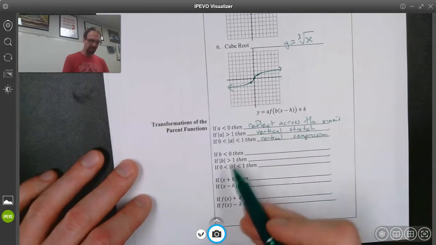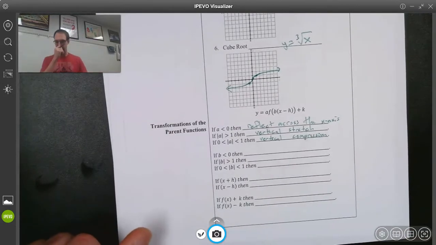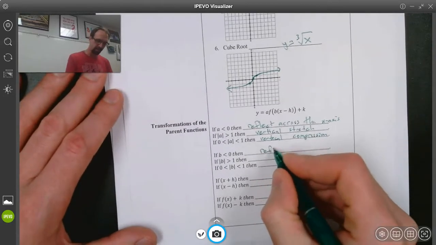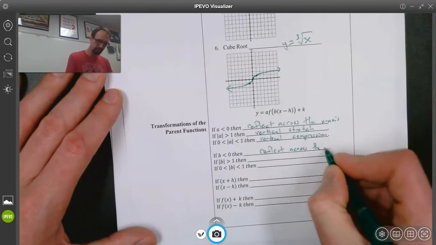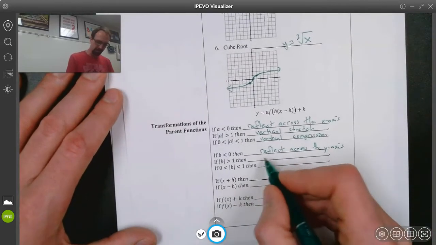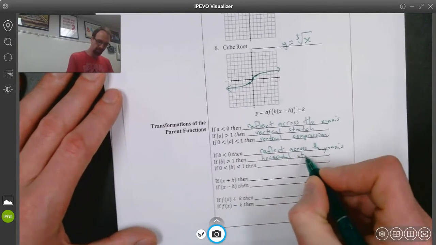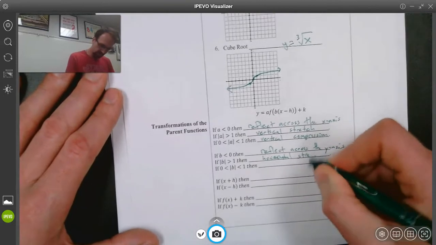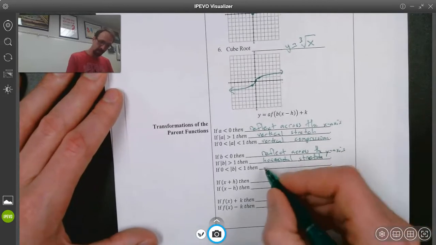And then this b value right here is very similar to what we just talked about with the reflection, the vertical stretch and vertical compression, except this is going to be a reflection across the y-axis. And then instead of a vertical stretch, now we have a horizontal stretch. Helps to spell it correctly. My apologies. Stretch. And then a horizontal compression.